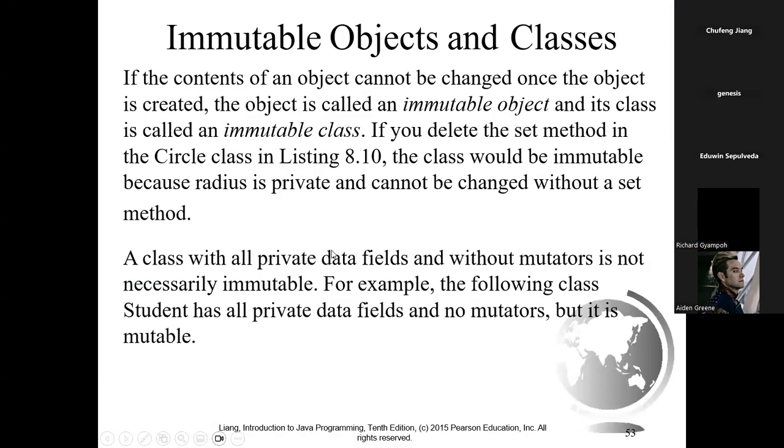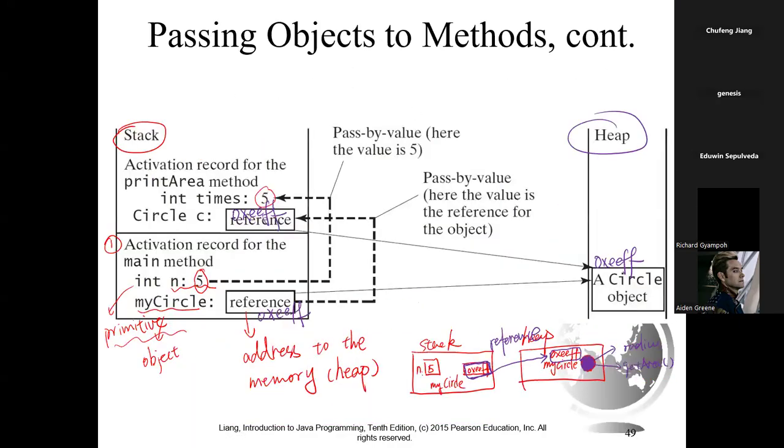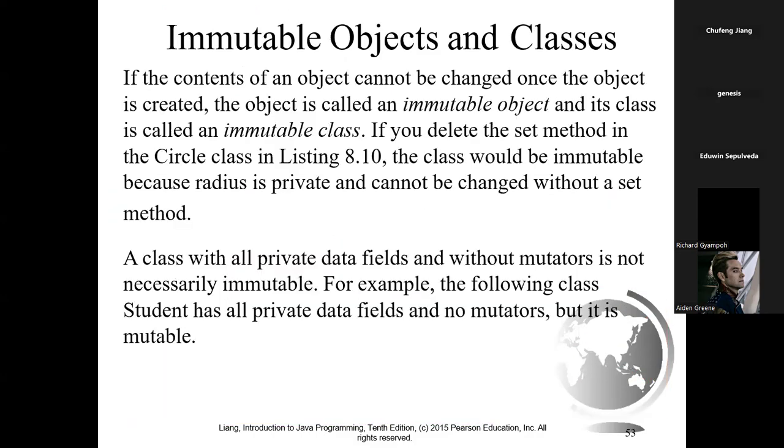So then we are going to talk about immutable objects and classes. We say that if the content of an object cannot be changed once the object is created, the object is called an immutable object, and its class is called an immutable class. If you delete the set method in the circle in the listing, I think it is referring to, okay, we don't have it. Oh, here. No, it's not there. We don't have it, but we can imagine, right?